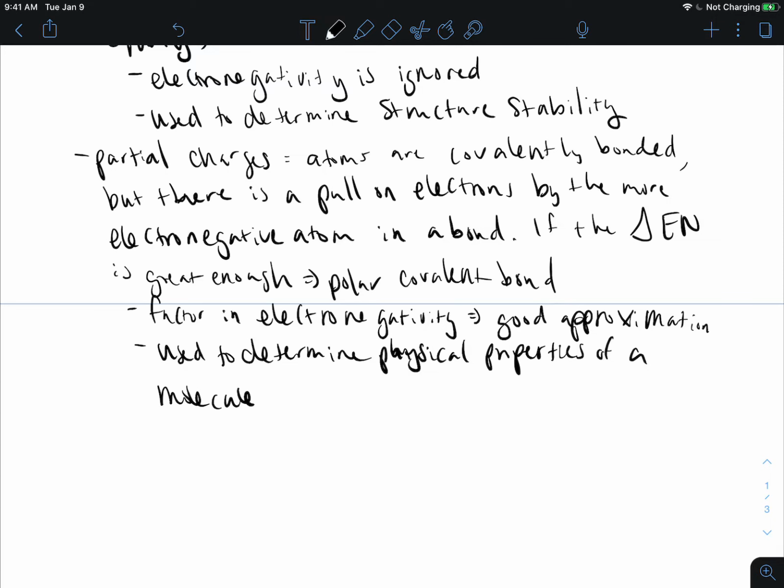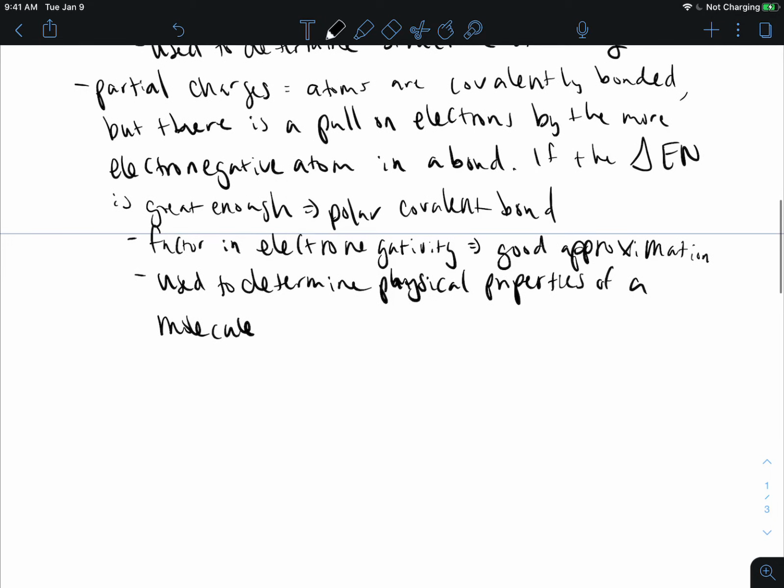Okay, so let's go into the idea of a formal charge a little bit more. So our formal charge here, again, we assume everything is perfectly covalent, so there's an equal sharing of electrons.